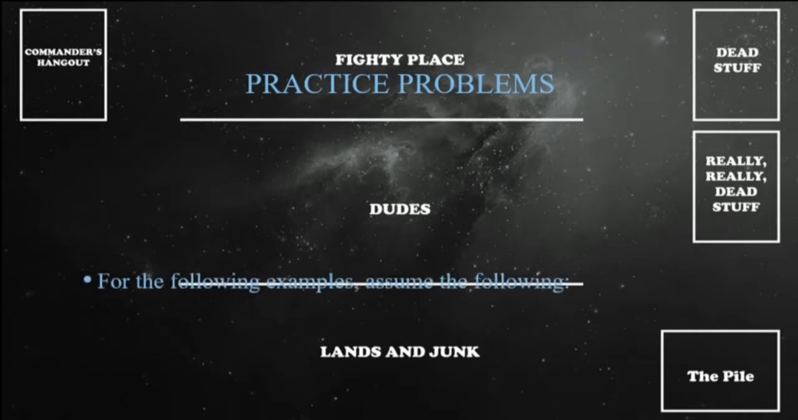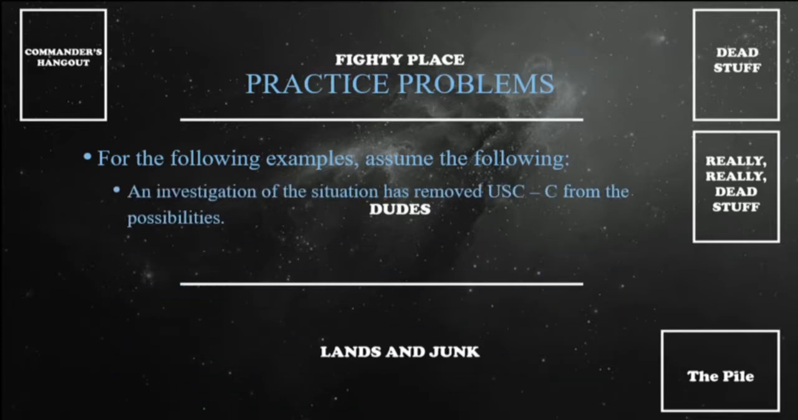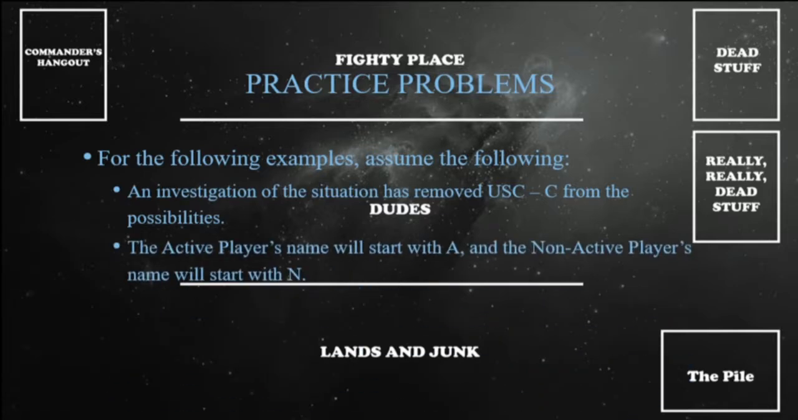I've got a few assumptions that we need to make. The first is that an investigation of the situation has removed USCC from the possibilities. While technically, yes, any call that you take as a judge has cheating as a possibility, we're going to pretend that nobody is cheating and they all did it unintentionally. The second thing is that, as with all questions, the active player's name will start with A and the non-active player's name will start with N. The third is that it is a competitive REL event.